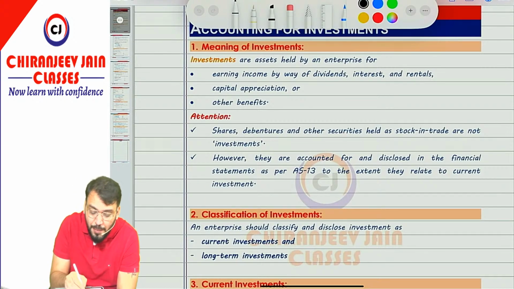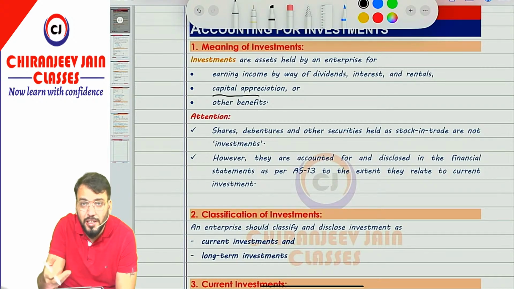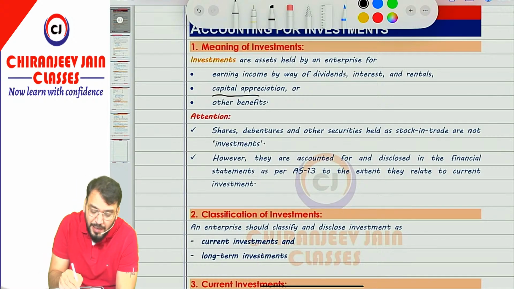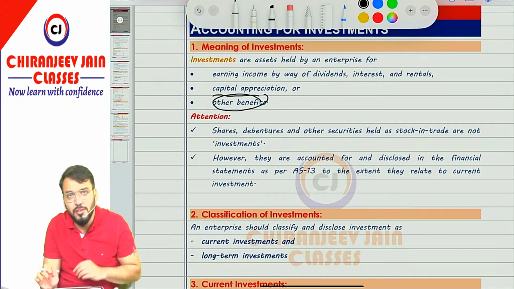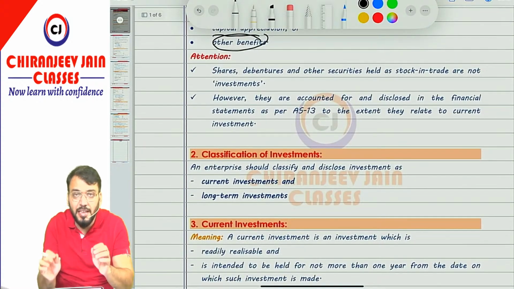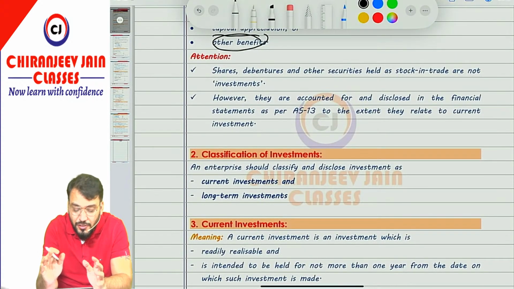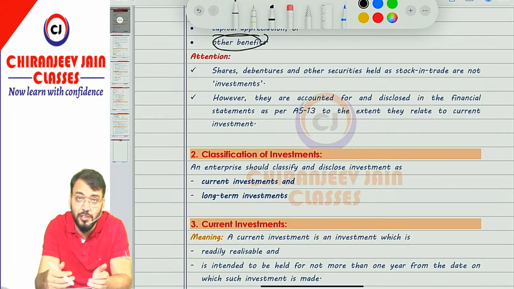Or for capital appreciation. If you are holding some property for capital appreciation, that will also be your investment, or for any other benefit. Understood? One clarification has been given: any shares, debentures or other instruments which are held as stock in trade are not investment. Because they are held as stock in trade, they become inventory.